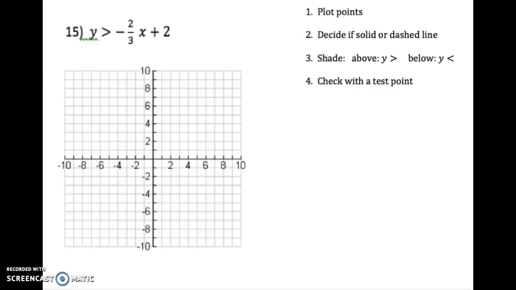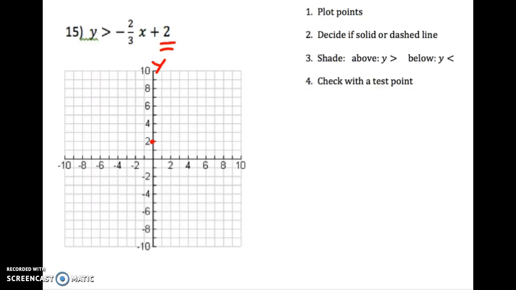First one is to plot some points. Since the graph is in y equals mx plus b form, we can go through the normal step we do to plot points when it's in slope-intercept form. So we want to start with the intercept. So on the y-axis, we want to start at 2.